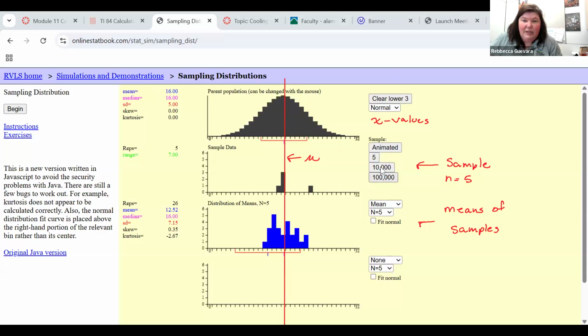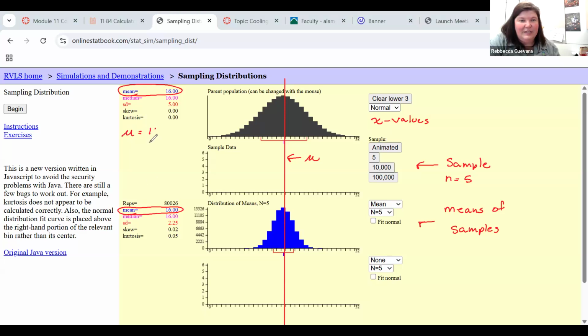Okay. So I'm going to collect several samples. I'm going to collect 10,000 samples of size 5, to give you the idea of what this distribution looks like. At this point, it doesn't matter how many more I collect, it's pretty much looking the same. We notice right here that both means are 16. This is saying that the mean is 16, and this is saying that mu sub x bar, the mean of means, is 16, which we had mentioned before should happen. So if I collect enough samples, we expect to see this.